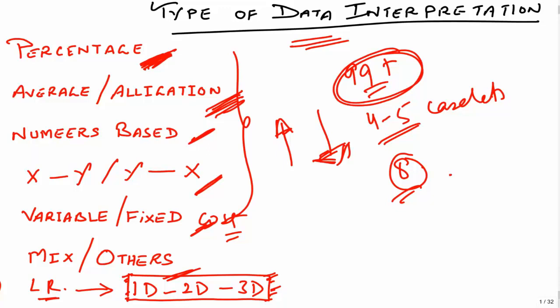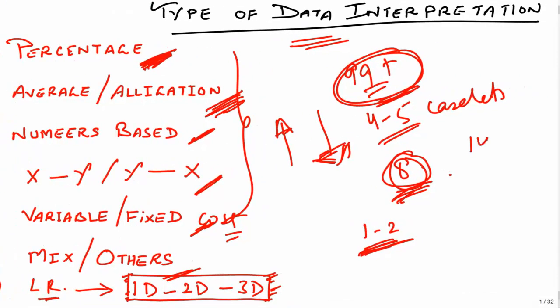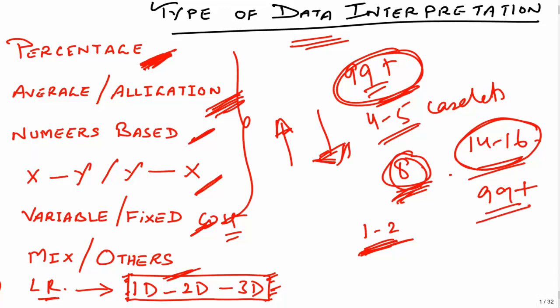When I say 99 percentile, just a small suggestion: you can even steal 1 to 2 questions from a particular caselet. You have 8 caselets to hunt. If you can't solve all the 4 questions in a caselet, no need to worry about it. You can still steal 1 to 2 questions per caselet, and try to do at least 14 to 16 questions correctly. The moment you reach here, trust me, your score will be 99 percentile. This has been the trend in CAT over the last few years.